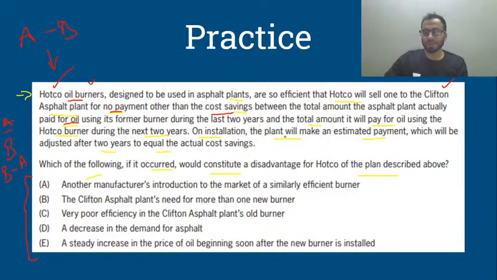In this scenario, what can be a disadvantage for Hotco is what the author is trying to ask you. A minus B will be the payment. A is what Clifton was spending on oil when it was using another burner. B is what Clifton would be spending on oil when it uses the Hotco burner.